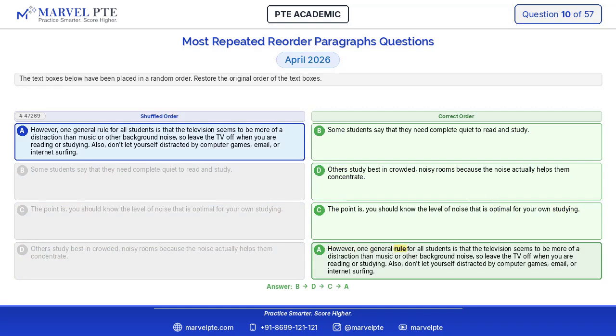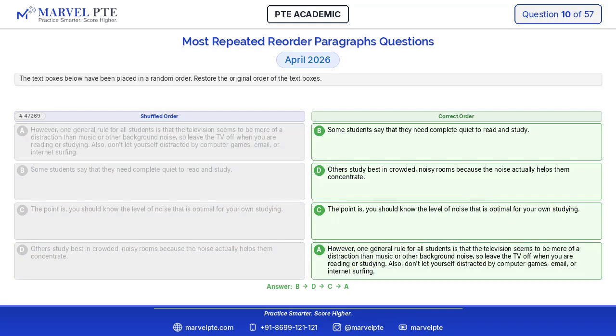However, one general rule for all students is that the television seems to be more of a distraction than music or other background noise, so leave the TV off when you are reading or studying. Also, don't let yourself be distracted by computer games, email, or internet surfing.